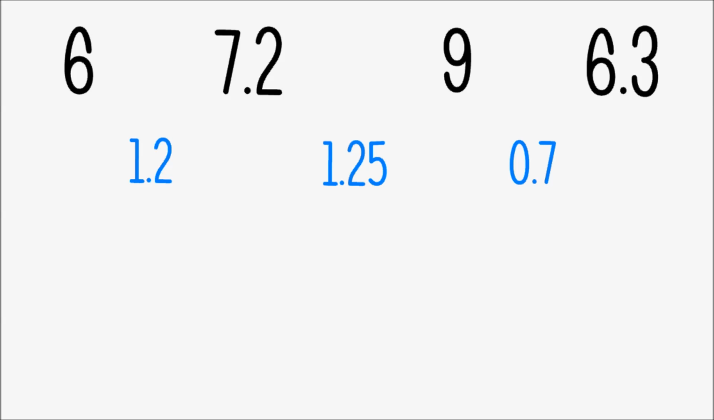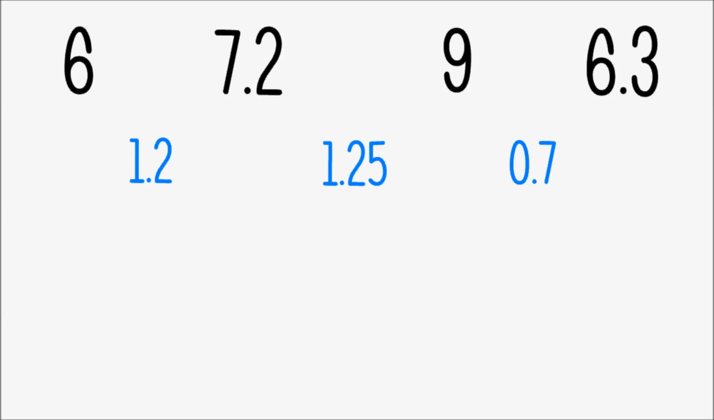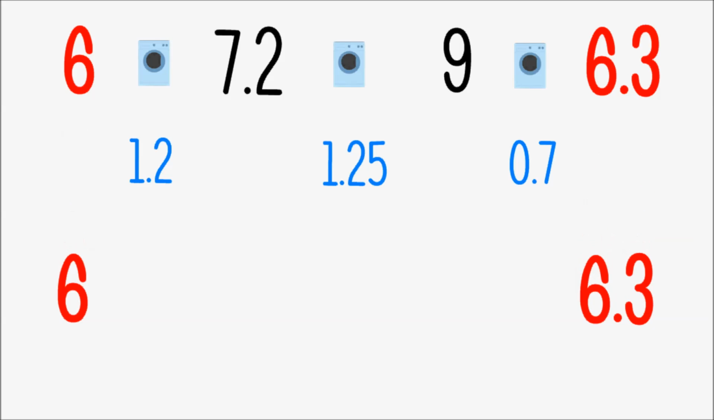Before we calculate an average stretch factor per washing, let's look again at what we expect from a mean. We wanted to represent the center of a dataset, but we also wanted to have a logical connection to the total value. The total expansion of the cap is from 6 to 6.3 as a result of washing the cap 3 times. An average stretch factor, let's call it F for the time being, therefore would be one that, applied 3 times in a row, would also get us from 6 to 6.3 inches.